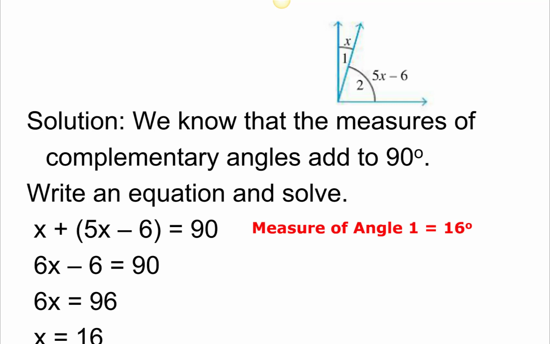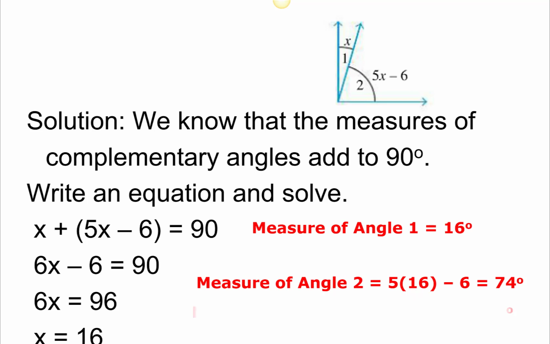So we know the measure of angle 1 is 16 degrees. We need to figure out the measure of angle 2. So we can use the information we were given here to figure out the measure of angle 2. 5 times x minus 6 gives us 74. We can also use the fact that they're complementary and say 90 minus 16 must give me the measure of angle 2, which is 74.